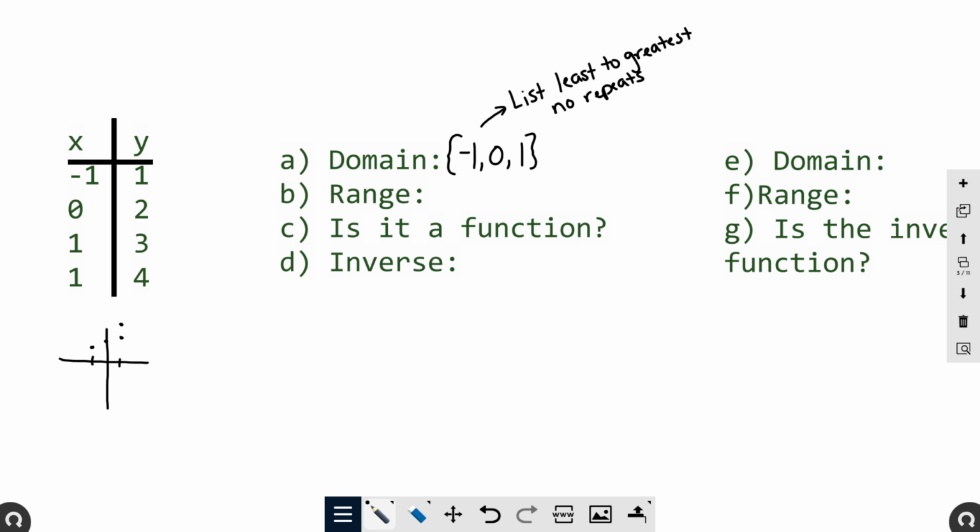Now, range is similar, but instead of x, we use y. So what is my range? 1, 2, 3, 4. Now we have our question: is it a function? Well, imagine if you plotted these points like I've done here. Is this a function? Does it pass the vertical line test? No, it doesn't. And why not?